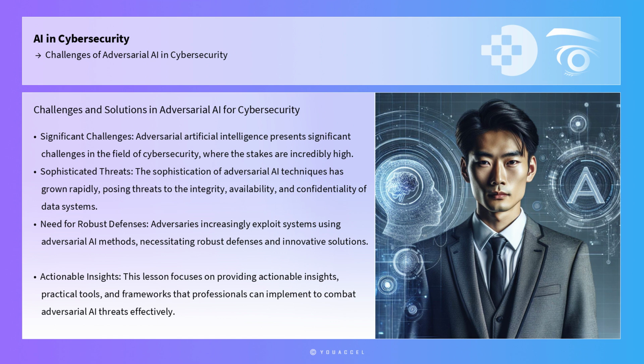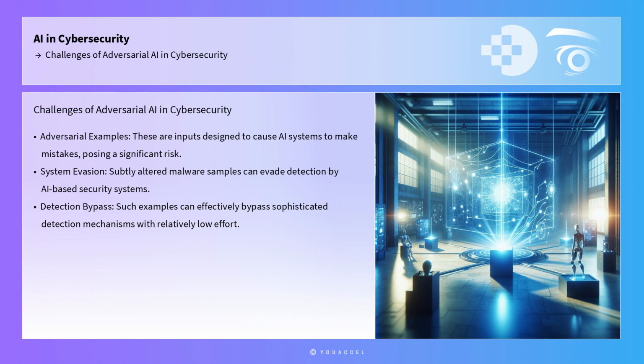effectively. One of the primary challenges of adversarial AI in cybersecurity is the creation and deployment of adversarial examples. These are inputs to AI systems that are intentionally designed to cause the system to make a mistake. For instance, an attacker might subtly alter a malware sample to evade detection by an AI-based security system. The security system, trained to identify specific patterns, may fail to recognize the altered malware due to the slight modifications made by the adversarial example.